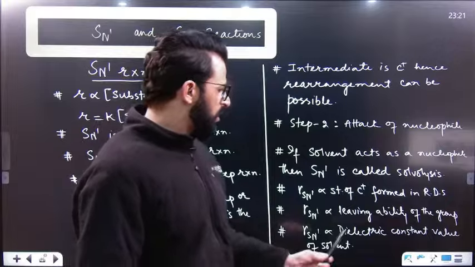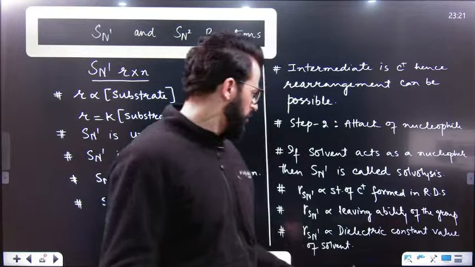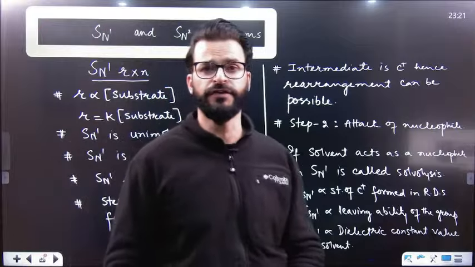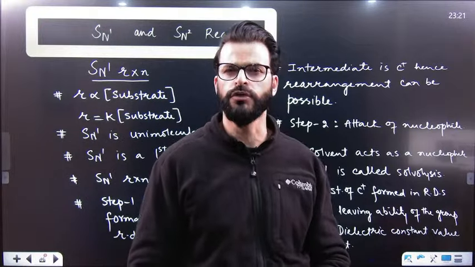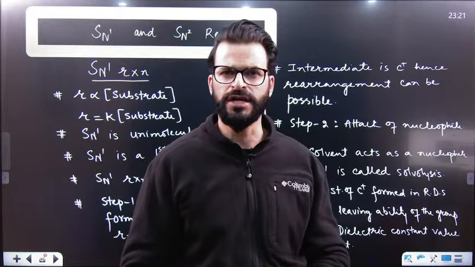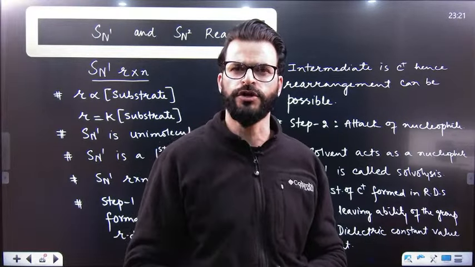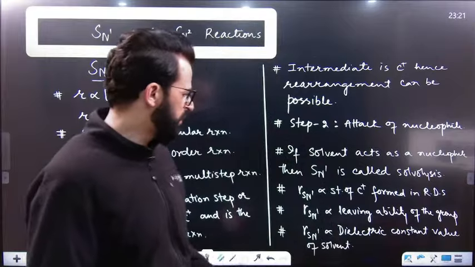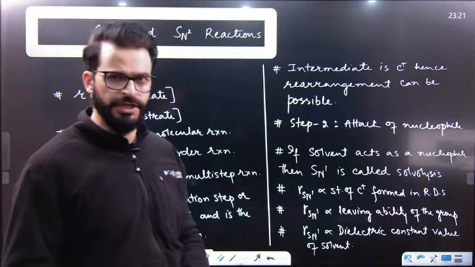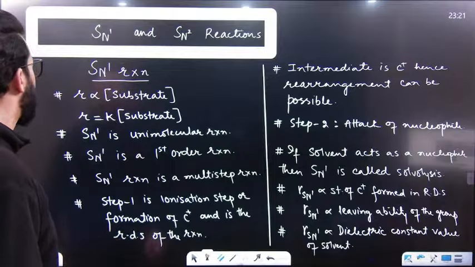Similarly, solvents having high dielectric constant value can show faster SN1. And remember forever, generally polar protic solvents like water, alcohol, carboxylic acids, etc. have generally high dielectric constant value. Hence, such solvents favor SN1 reaction. So, this is all about SN1. Now, after that, let me tell you about SN2.